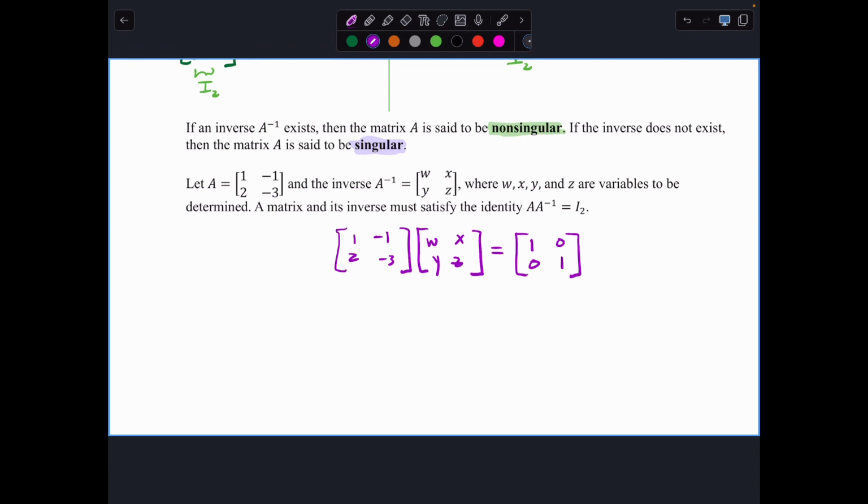But you also have to think about the row by column method. That would be really hard. So let's actually do the matrix multiplication. And if we do that, we would have W minus Y, X minus Z, 2W minus 3Y, 2X minus 3Z.